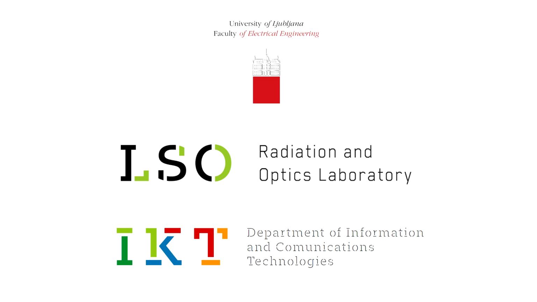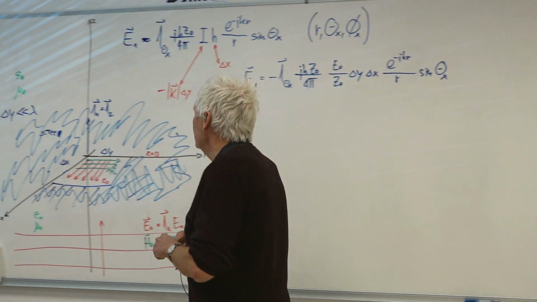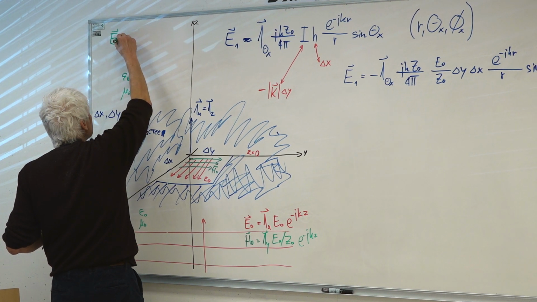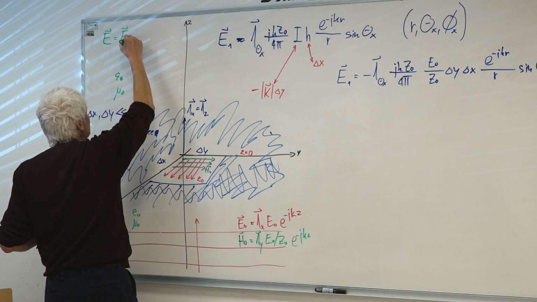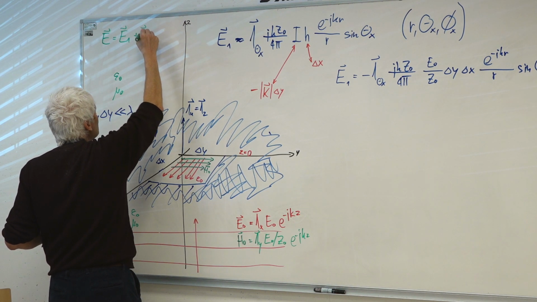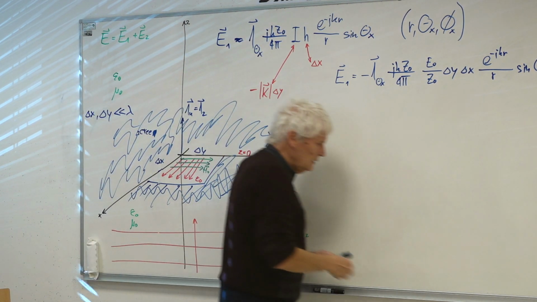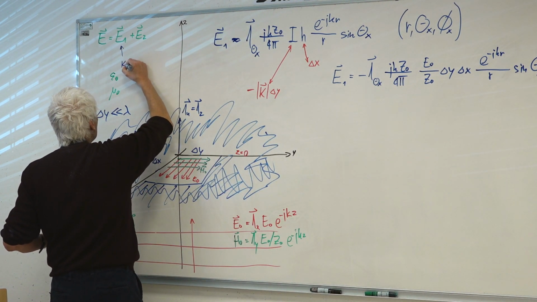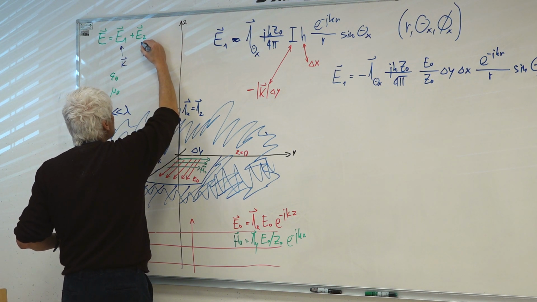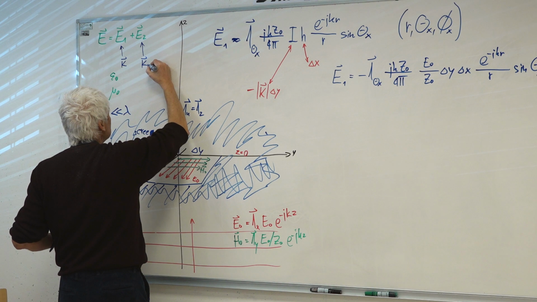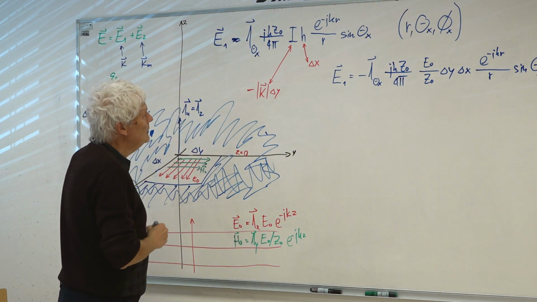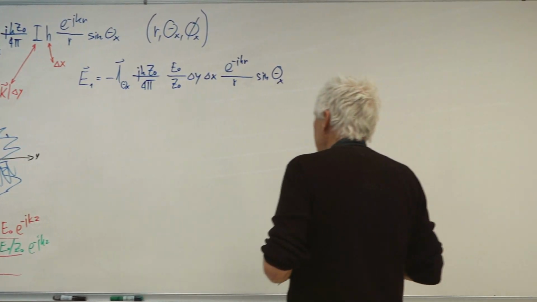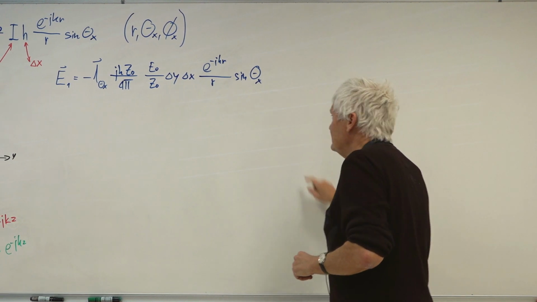So let me explain what we are looking for here. We are looking for the total electric field radiated by this small aperture, and this will be the sum of two electric fields, E1 plus E2, where E1 is generated by the electric current K, and E2 is radiated by the magnetic current. Now E1 was pretty simple to explain, except for a small detail, except for this theta x.